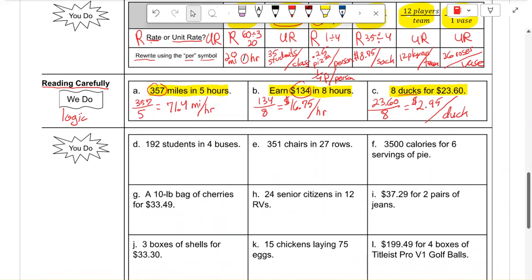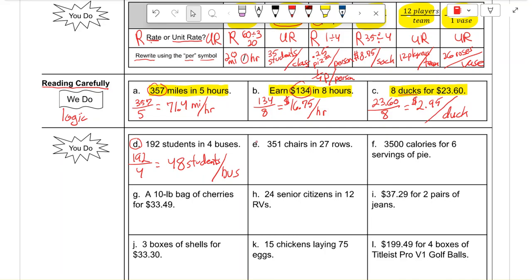All right, now we're down at the you-dos. So be very careful in what you choose as your numerator and what you choose as your denominator. Go ahead and try D first, all by itself, and then come back and see if you got it right before you move on. Pause now. Okay, you're back, and you're looking for 48 students per bus. That would make a lot of sense to find out how many students are on one bus.